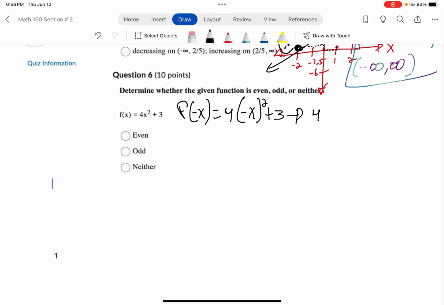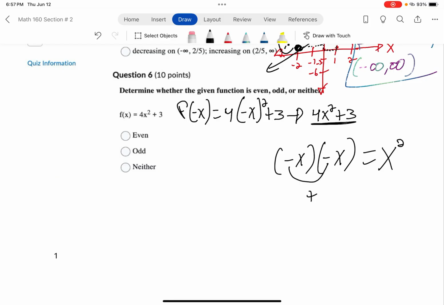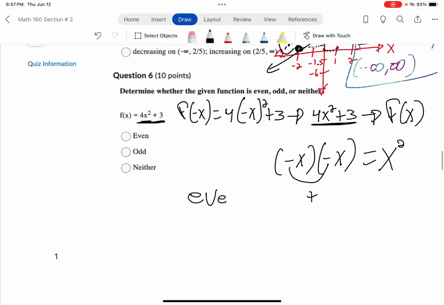What will you get? You will get positive, because, for example, in this case it is minus x times minus x. Remember, powers mean multiply the number of times the power says. Minus times minus will be positive, and then the square will go here. So the answer for minus x to the power of 2 will be x squared plus 3. If you see, you remain with the same positive equation. That means your result was positive, and this also means that your equation is even.